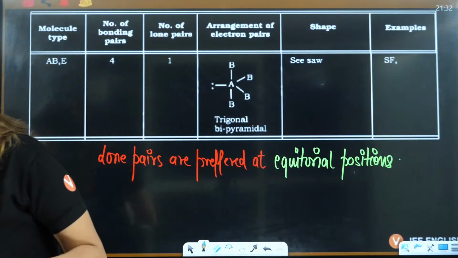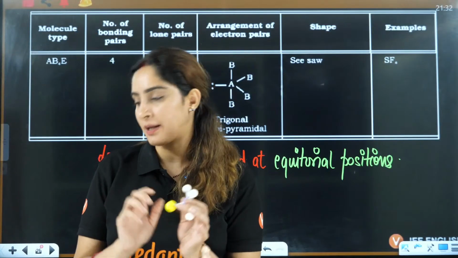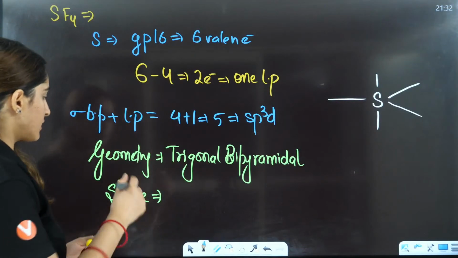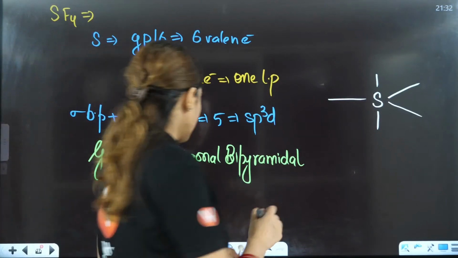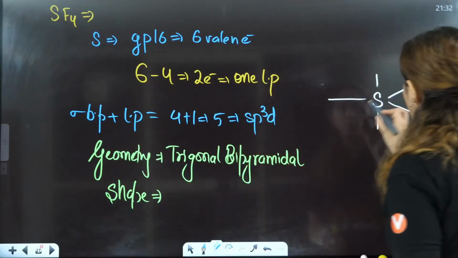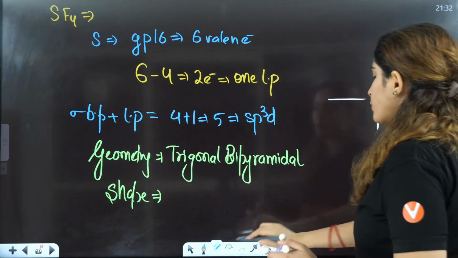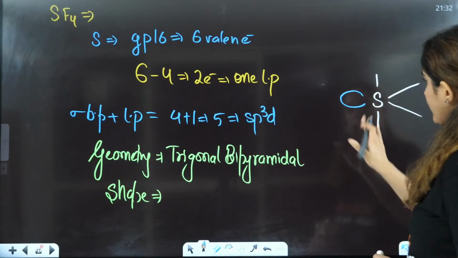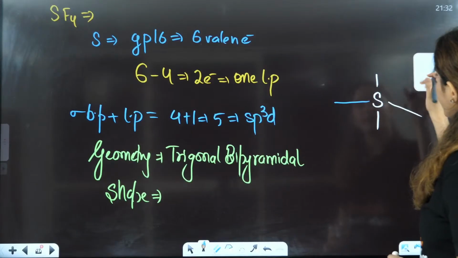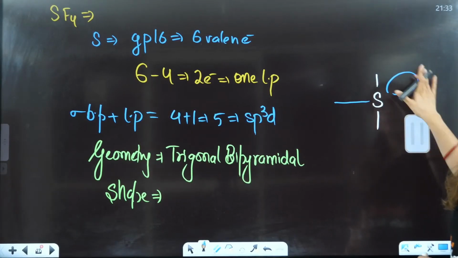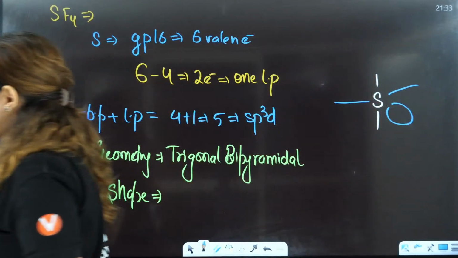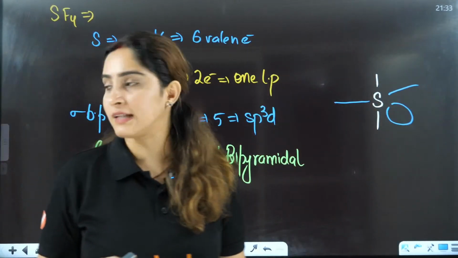Now guys, let's draw the structure, let's draw the shape. The lone pair will be on the equatorial position. Some students also ask me, ma'am, should I put the lone pair here, or here, or here? Is that a question in your head as well? Where should we put it, or you're clear on that?